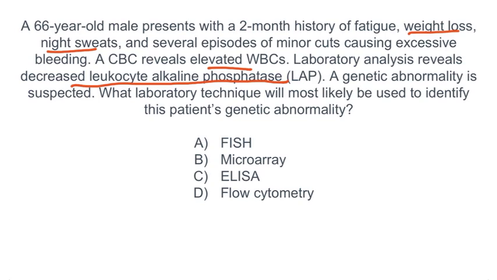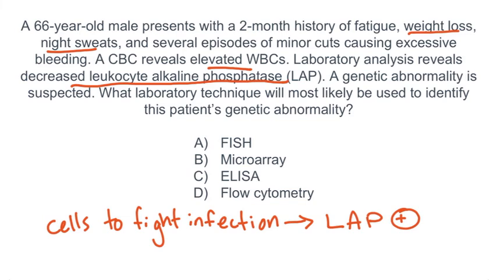LAP is an enzyme present in the secondary granules of granulocytes. This enzyme is useful for the purposes of inflammation. Cells that arise to fight infection or inflammation will be LAP positive. However, cells that arise due to CML have no intention of fighting off an infection, so it makes sense that these cells will be LAP negative.